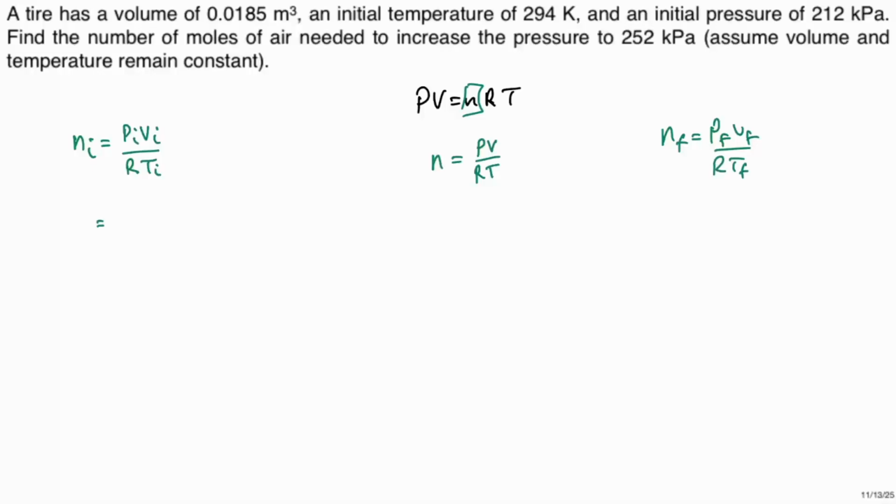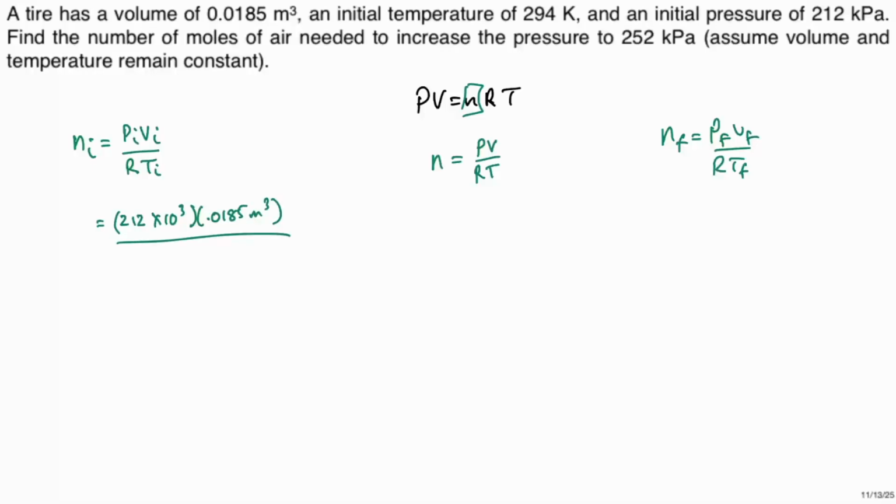And I can do this now, right? So pressure. Pressure initial, 212? 212,000. So 212 kilopascals. What does kilo mean? Times 10 to the 3. And then my volume they gave me, 0.0185 cubic meters.